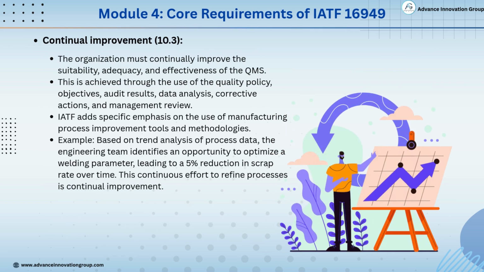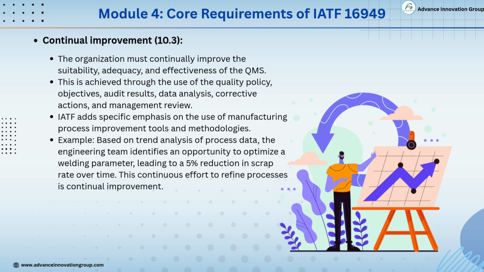Now let's explore Clause 10.3, which focuses specifically on continual improvement. Organizations are expected to continually enhance the suitability, adequacy, and effectiveness of the quality management system, QMS. How is this achieved? By using tools such as the quality policy, defined objectives, audit results, data analysis, corrective actions, and management reviews. IATF's emphasis? IATF 16949 adds a special focus on using manufacturing process improvement tools and methodologies to drive improvement.